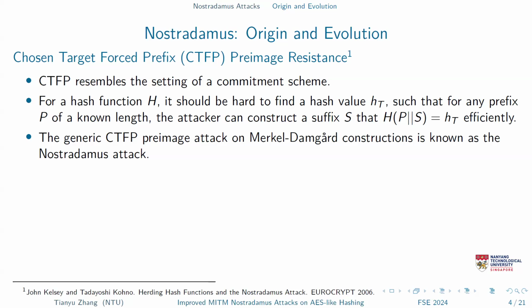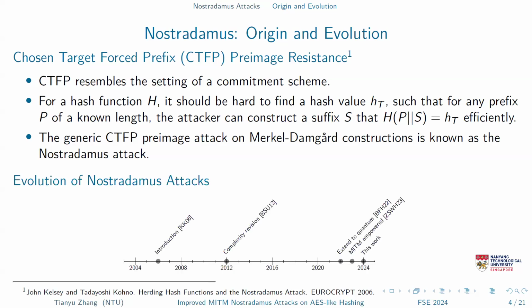The generic CTFP preimage attack is known as the Nostradamus attack. The complexity of the Nostradamus attack was first revised in 2012, and then it was extended into the quantum setting at Asiacrypt 2022. Then the previous work integrated meet-in-the-middle attacks into the framework to achieve further acceleration.